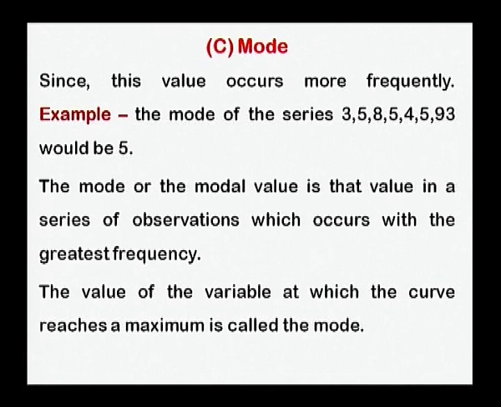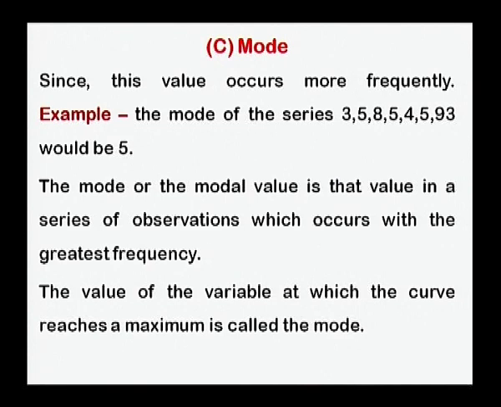Since this value occurs more frequently, mode refers to the value that occurs frequently, that takes place frequently as compared to others. Now, this can be well understood with the help of this example. The mode of the series 3, 5, 8, 5, 4, 5, 9, 93 would be 5, because in this example there is occurrence of 5 more frequently as compared to others. Therefore, mode in this example would be 5.